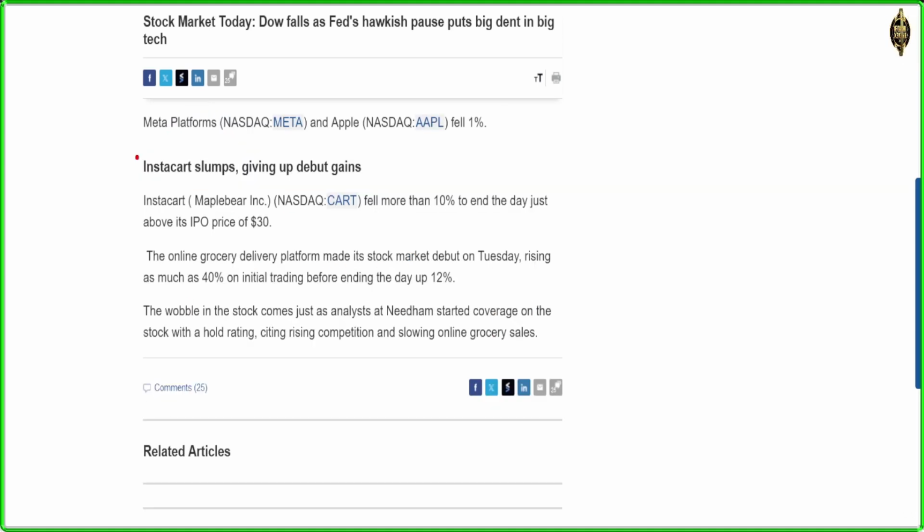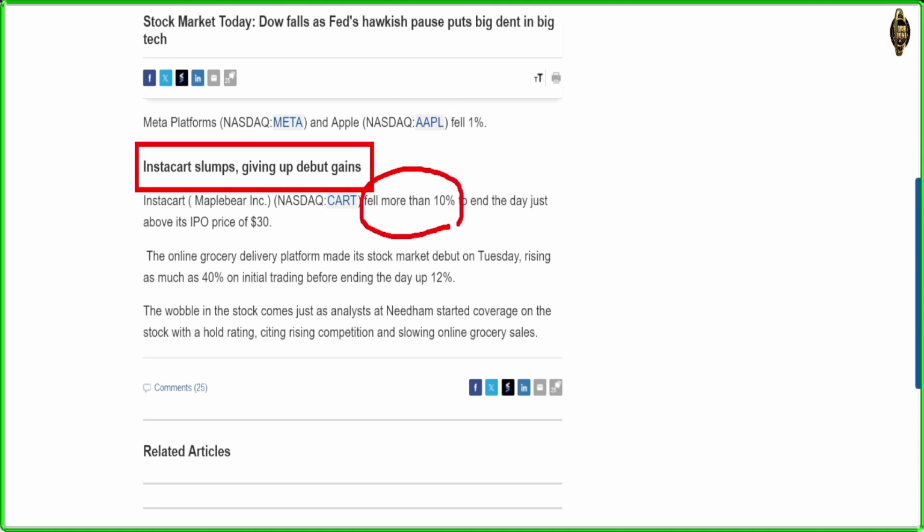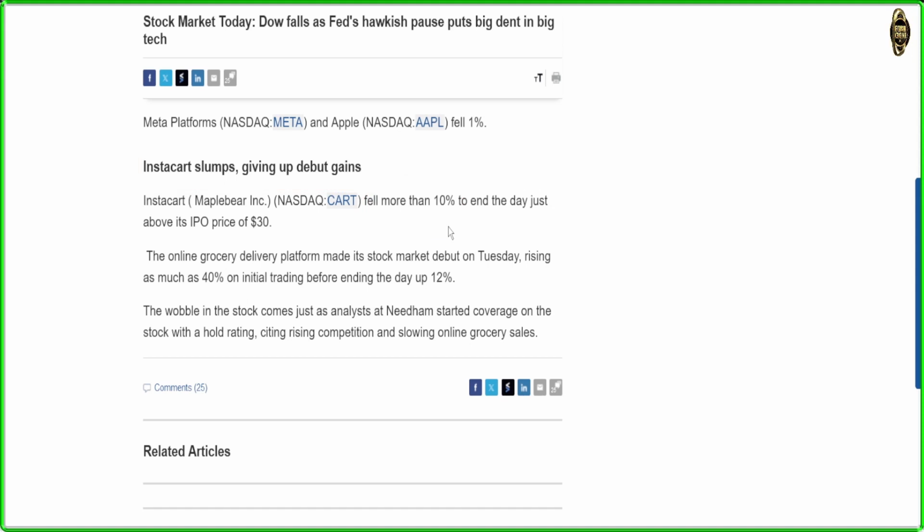And the third thing is this one here. Instacart fell more today. As you see, it fell 10% at the end of the day. Even that one is bad news. I think the picture is very clear, guys, but that one is not important. The most important are the treasury yield and interest rate, which pushed the US market to fall today.